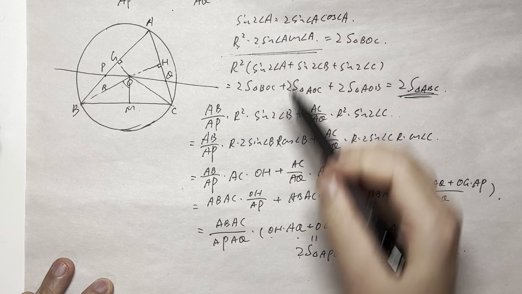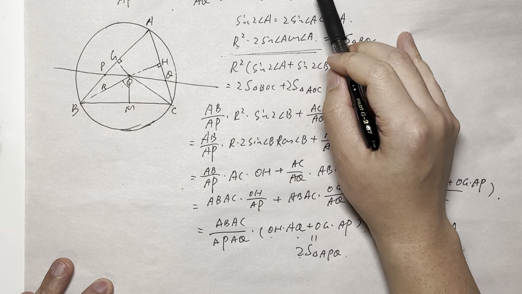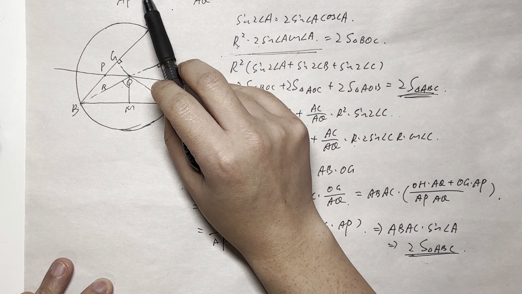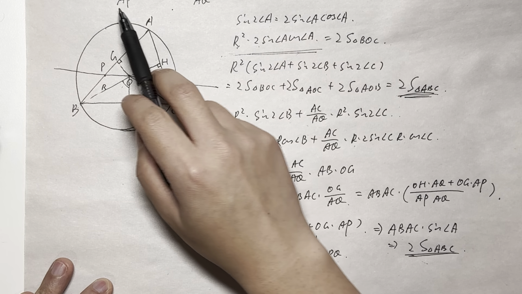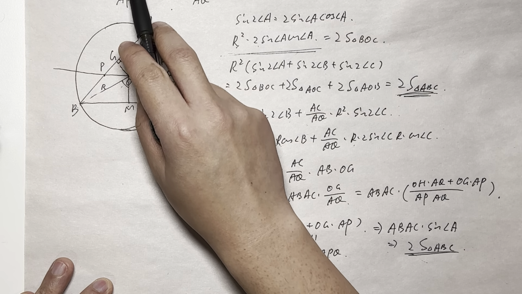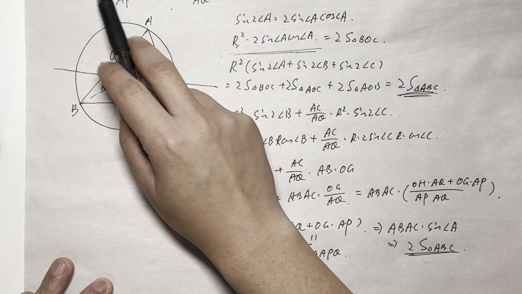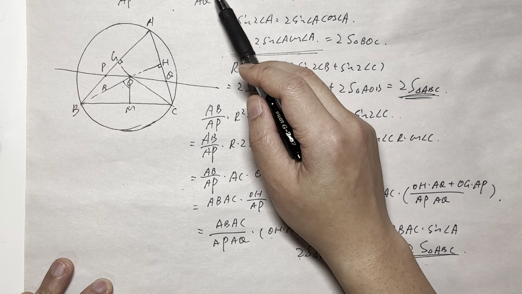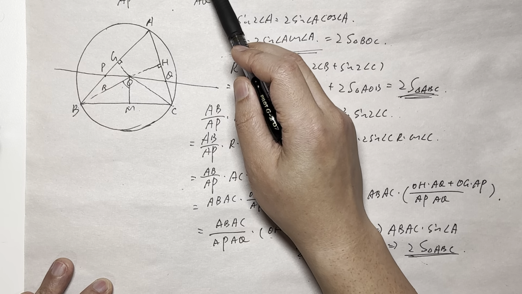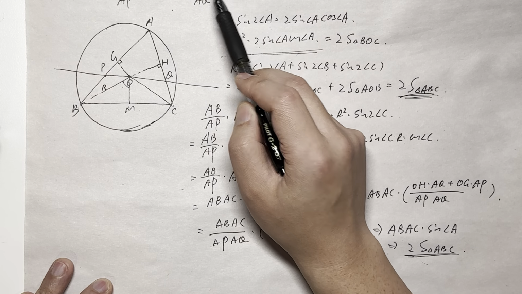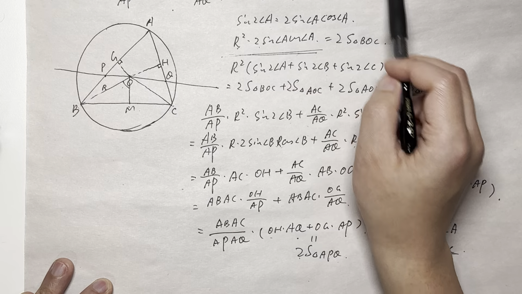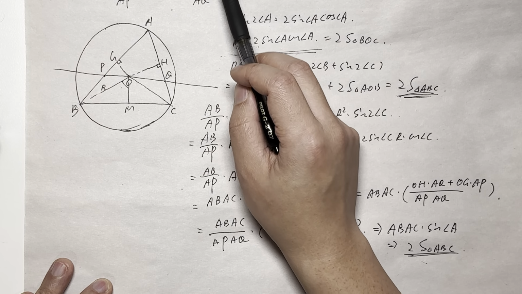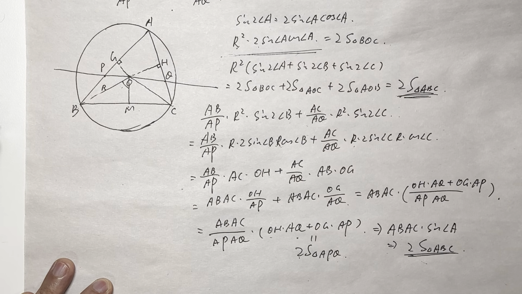For the second part, it's easy. Just shift sine 2B and sine 2C onto the left side of the equation, right? And then we get AB over AP minus 1 times sine 2B, which is BP over AP, right? Similarly, for sine 2C, we have AC over AQ minus 1, because we extract sine 2C out. AC over AQ minus 1 is CQ over AQ. Okay.